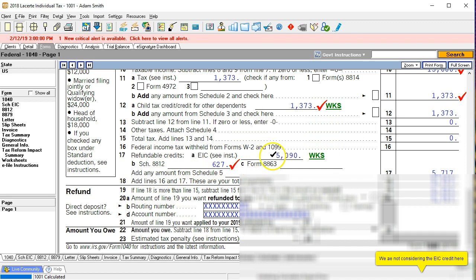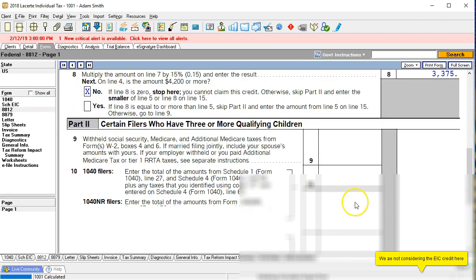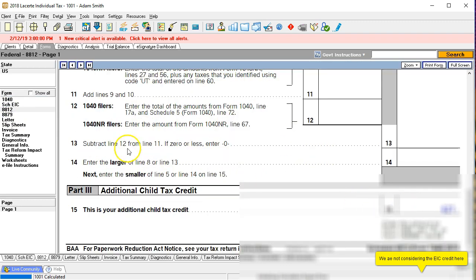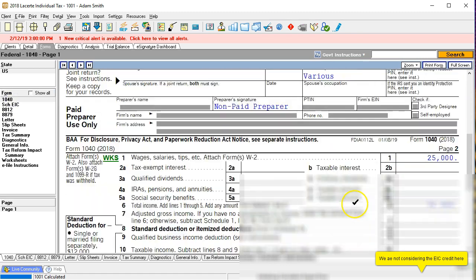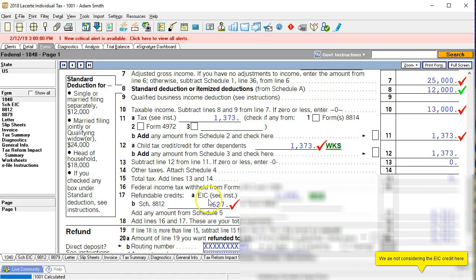Again, the earned income credit is separate. That's something that we could discuss at a later time. We're considering here this item, the 8812, and that would be calculated down here. When we get to the bottom of this form, that 627 is pulling over to the form 1040. And there it is, the 627 on the form 1040.